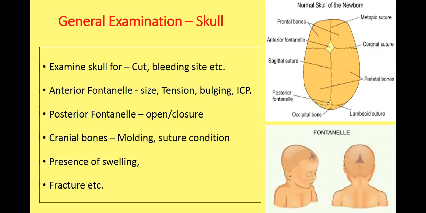Posterior fontanel is usually 1 to 1.5 centimeter in diameter, and in 50 to 70% of term babies, it is closed at the time of birth. It is open in preterm and IUGR babies, or it gets closed within 1 month after birth.